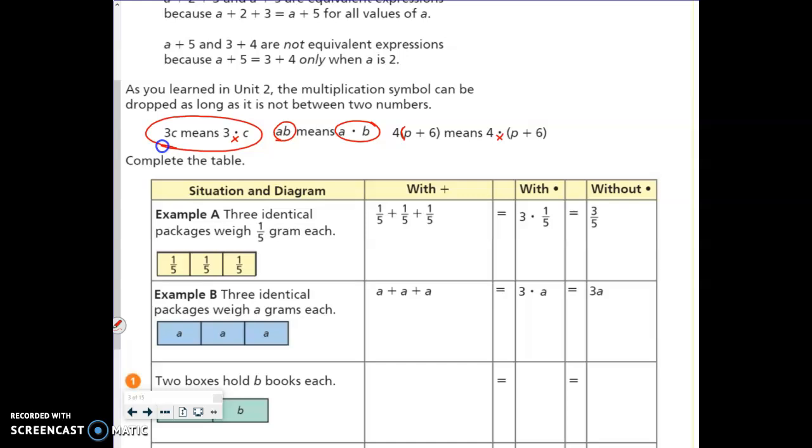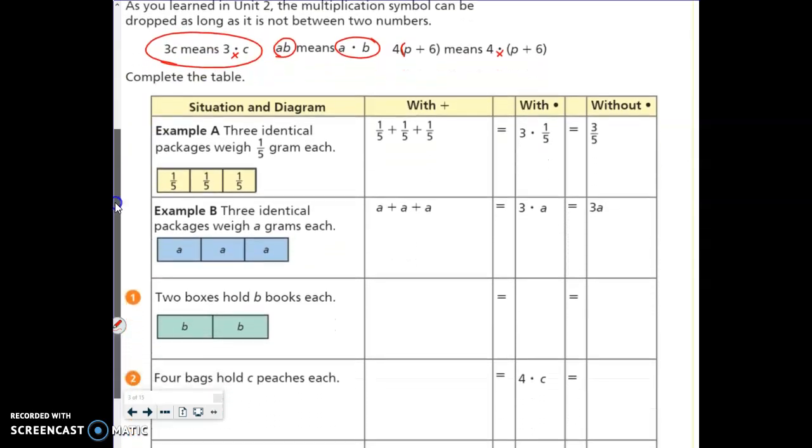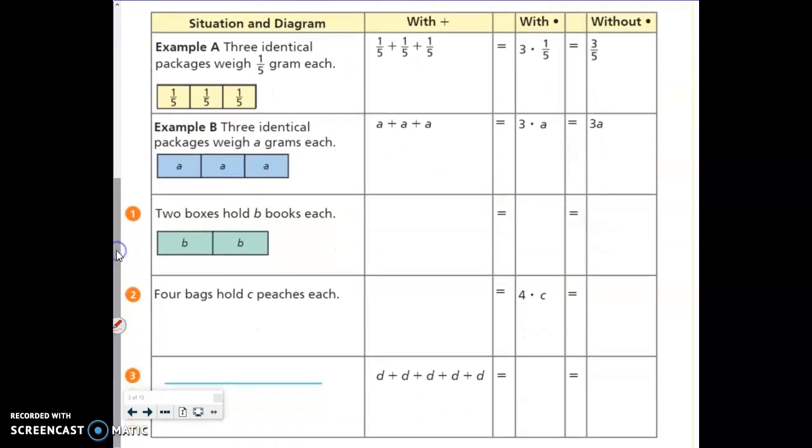So the next thing I want to go through here is the bottom of this page, where it shows us a chart in different ways, and this is what I mentioned about writing numbers in different formats. This is the same basic thing. We can also write expressions in different formats. And the first column is talking about having a situation or a problem, for example, or an idea that we need to figure out. Okay, example A, 3 identical packages weigh 1/5 of a gram each.